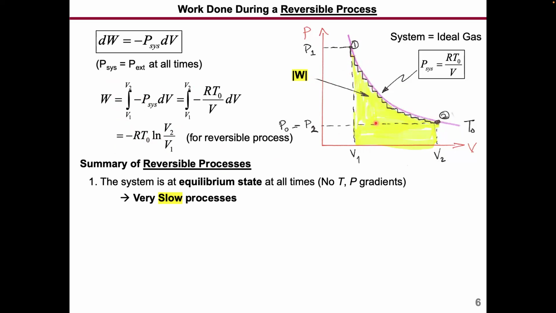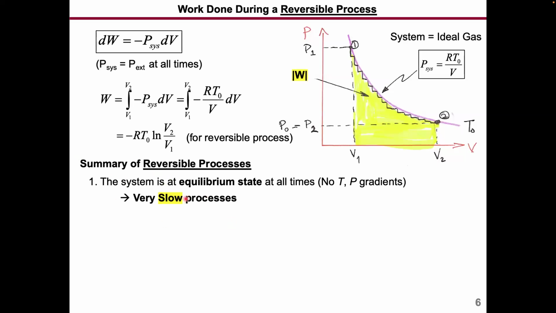Now, if we look at this reversible process, this is the total net work output, this whole area, but the first step is just the area within this rectangle. So the reversible process actually performs more work.